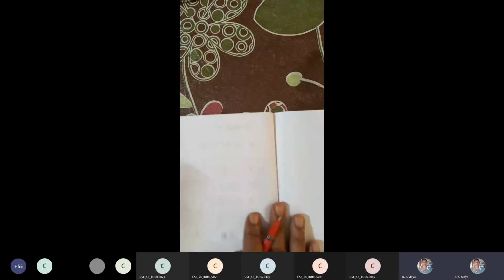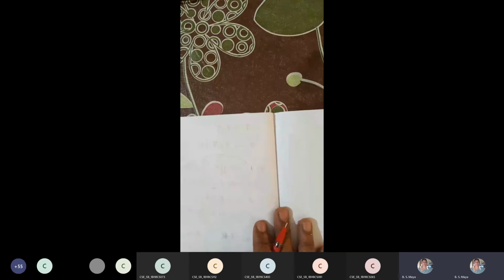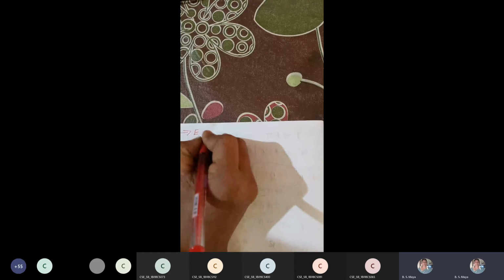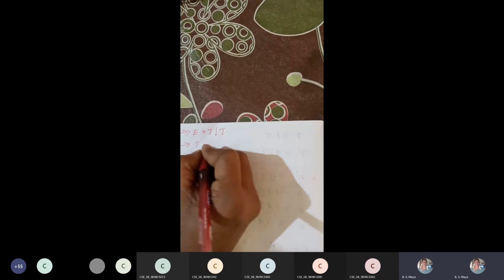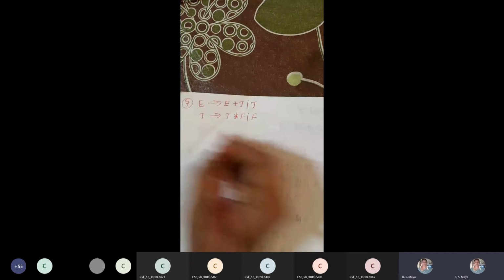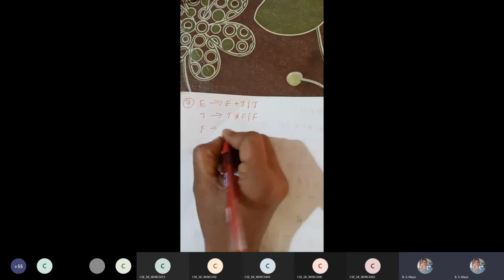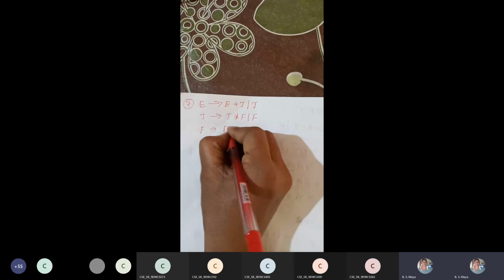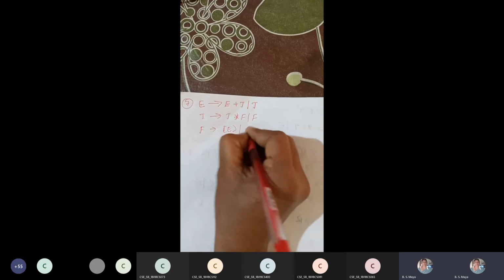I will move on to the next one. Seventh one. Remove the left recursion for the given grammar. This grammar is very important for your top-down parsing. You will get it like this: E derives E plus T or T. T derives T star F or F. F derives open parenthesis E close parenthesis or ID.